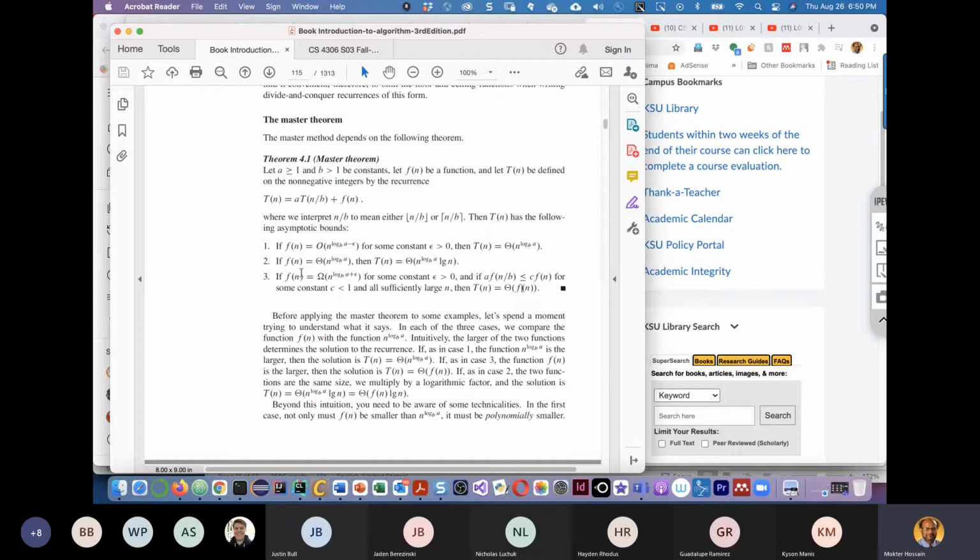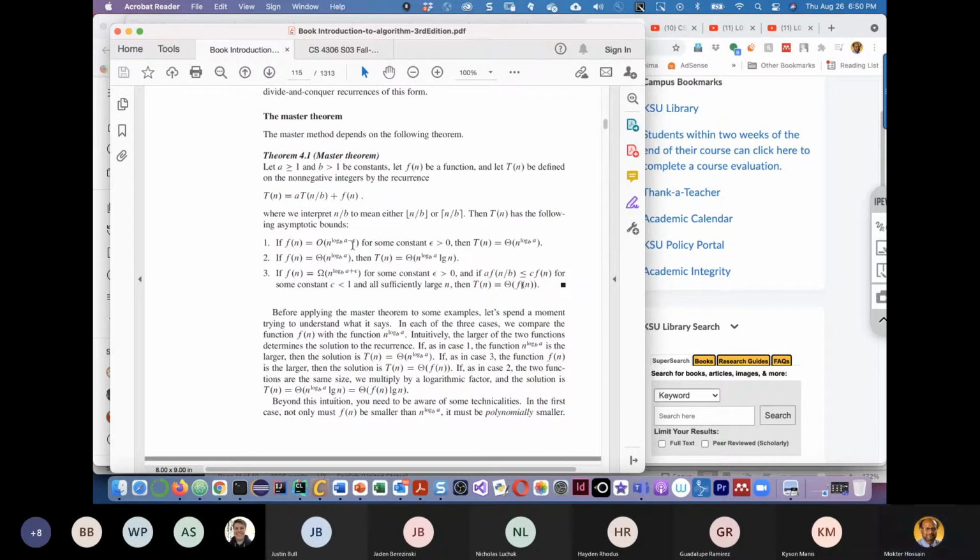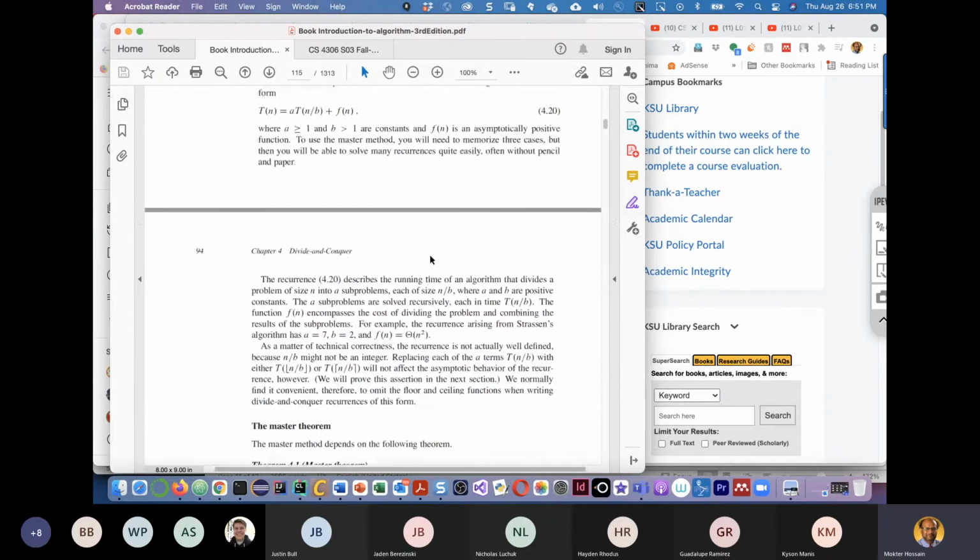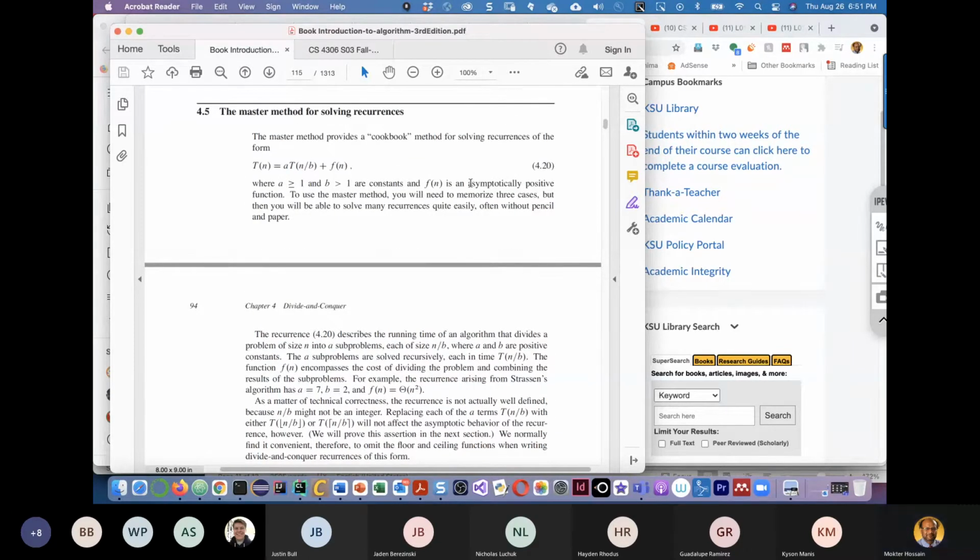One thing you may have noticed here is that in all three cases, especially cases 1 and 3, we are taking the dominant or the larger part as our running time. Let me draw something, and before I forget, let me explain this one.